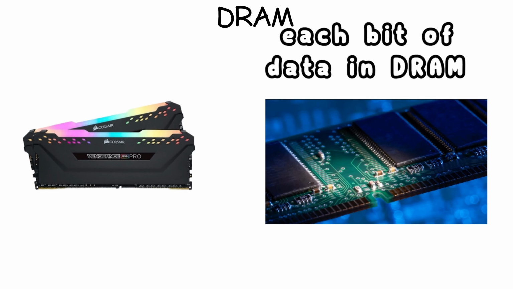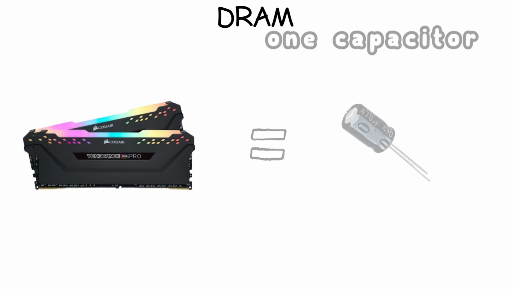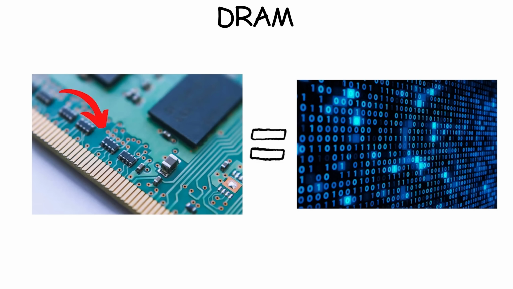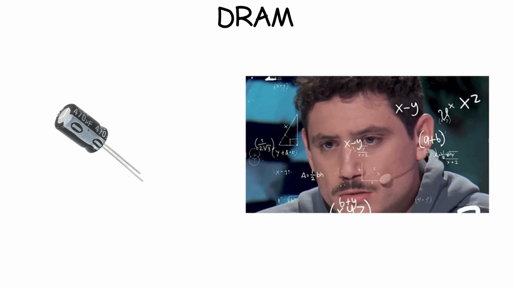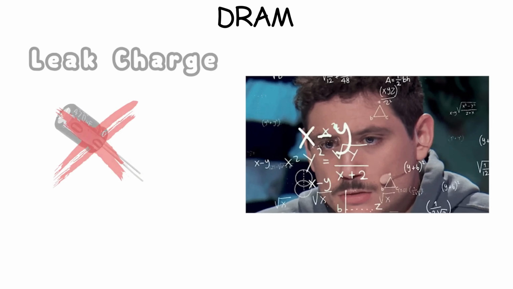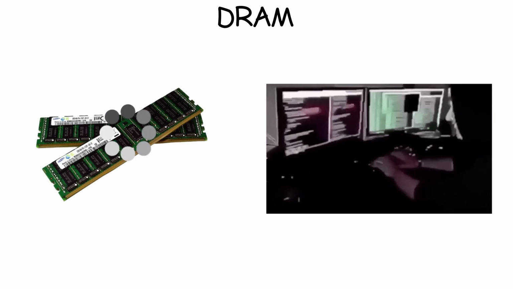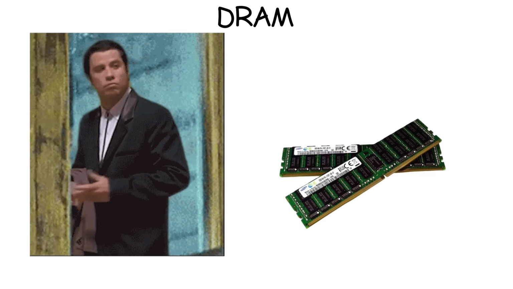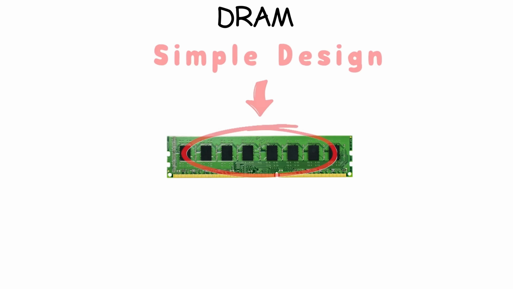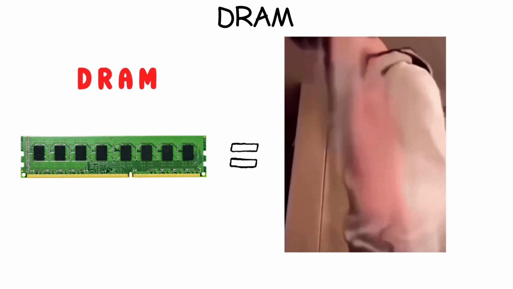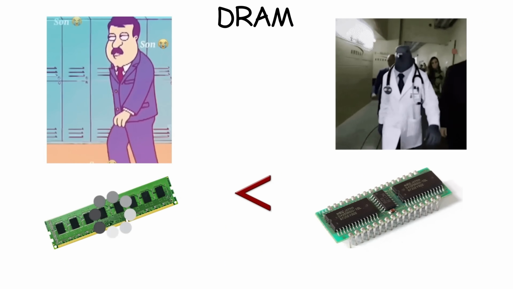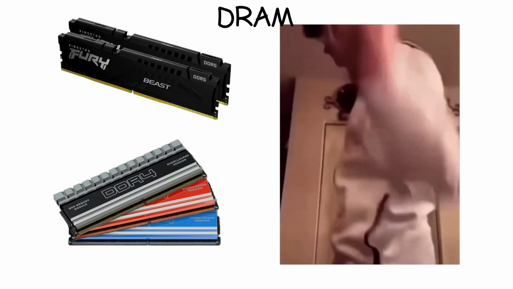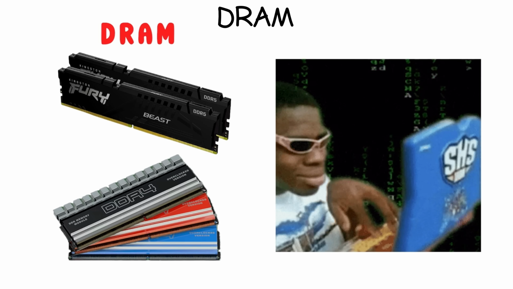Each bit of data in DRAM is stored using one capacitor and one transistor. The capacitor holds a small electrical charge representing either a 1 or a 0. The problem is that capacitors leak charge over time, so the data fades unless each cell is refreshed roughly every 64 milliseconds. That constant refreshing is what makes it dynamic. This simple design makes DRAM very dense and cheap to produce, but slower than SRAM because of the time spent refreshing. The DDR4 and DDR5 sticks you buy today are modern generations of DRAM.